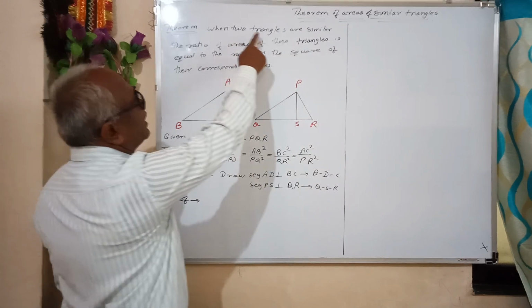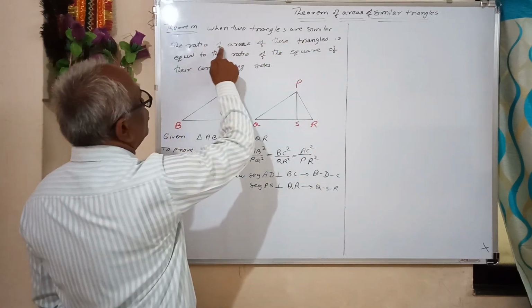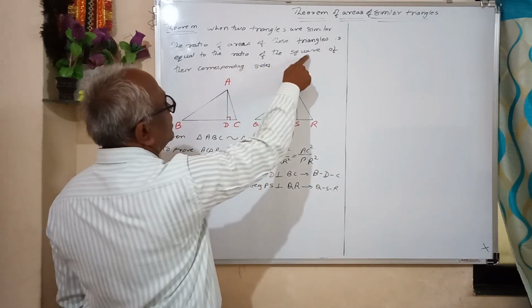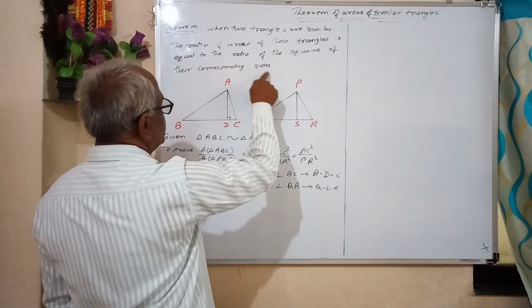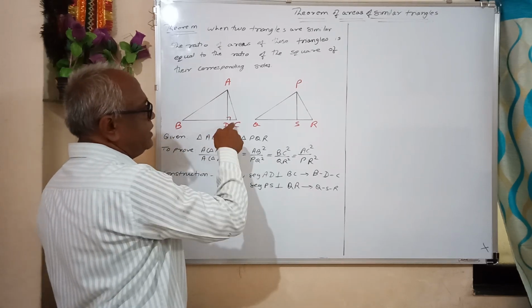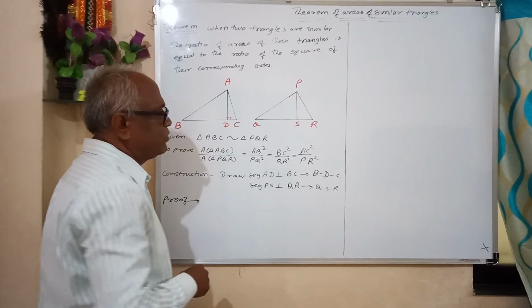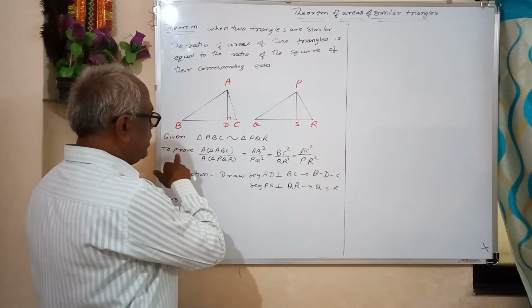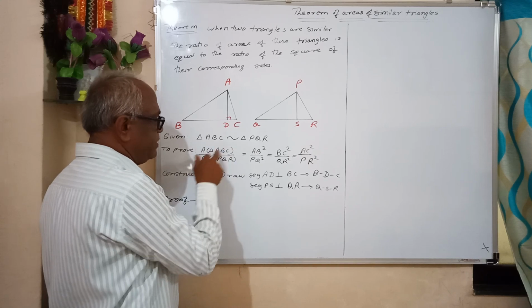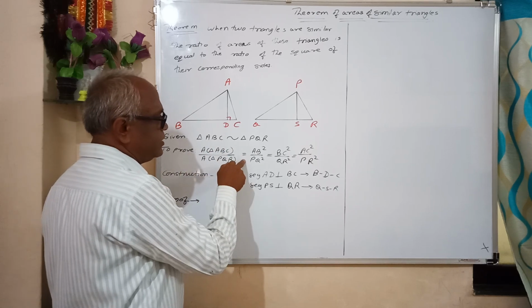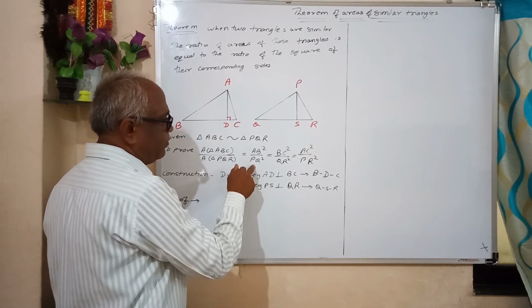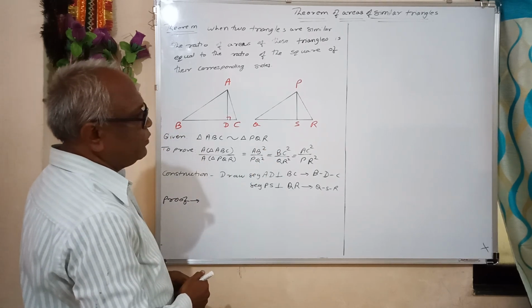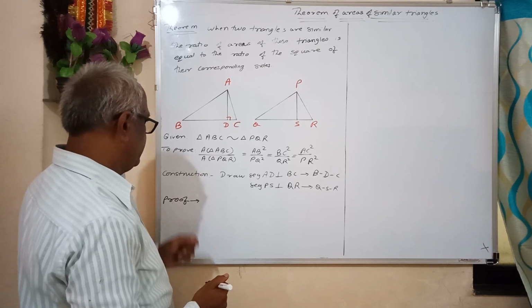Theorem: when two triangles are similar, the ratio of the areas of those triangles is equal to the ratio of the squares of their corresponding sides. Triangle ABC and triangle PQR are given. Both triangles are similar, and we are going to prove that area of triangle ABC upon area of triangle PQR is equal to AB square upon PQ square, is equal to BC square upon QR square, is equal to AC square upon PR square.